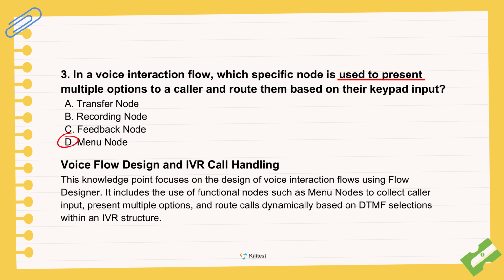Well, why does the exam separate this out? Why isn't it just part of a play message node? It's the input requirement. A plain message node is passive, it just plays audio. A menu node is active. It actually engages the DTMF processor.